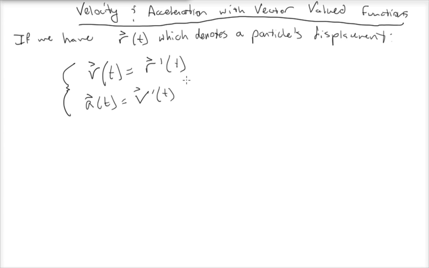And then for the acceleration of that particle, we're going to get an acceleration vector, which is equal to the derivative of the velocity vector with respect to the parameter. So these concepts aren't too complicated.